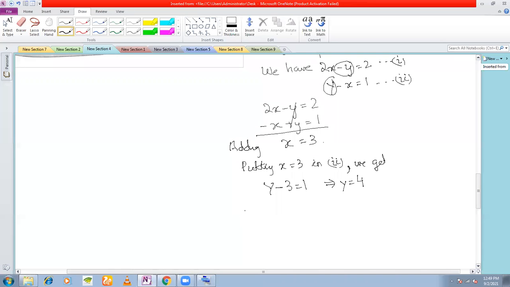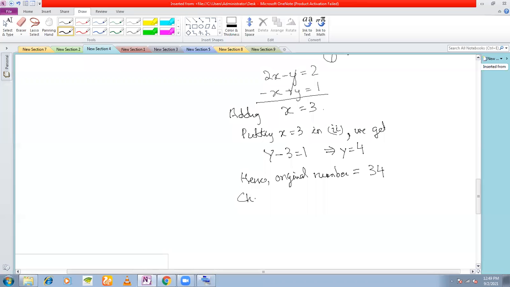So what was the original number? x was the tens digit of the original number, and y was the units digit: 34. Now if you want to check, see in the question what was given: the original number 34. After reversing the digits, what did the number become? 43. You see, it is more than this by 9. Understood? Yes, sir.